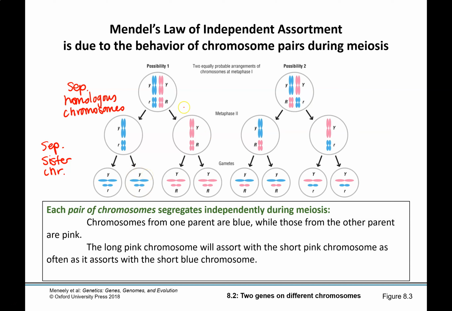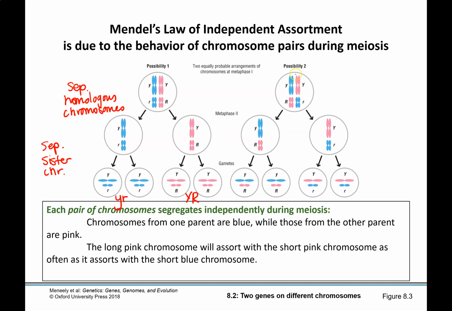On the other half, we've got our pink ones. And when we separate those sister chromatids, we get a chromosome with a big Y, a chromosome with a big R. Same thing, the other one. So here are 2 of our combinations. We can get the little y, little r, or the big Y, big R. But remember, there are 2 more combinations that we saw.